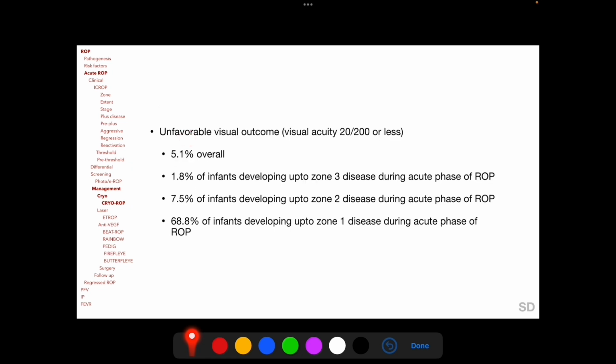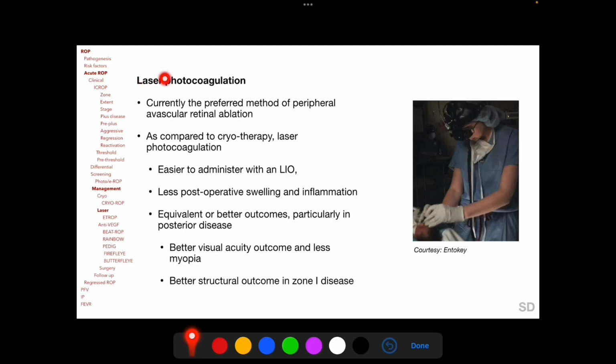Unfavorable visual outcome, defined as visual acuity of 20/200 or less, occurred in 68.8% of infants in the natural history cohort who developed zone 1 disease during acute phase of ROP, but was much less common in infants having zone 2 or zone 3 disease during acute phase of ROP. Laser photocoagulation is currently the preferred method of ablating the peripheral avascular retina. As compared to cryotherapy, laser photocoagulation is easier to administer with a laser indirect ophthalmoscope, causes less post-operative swelling and inflammation, and produces equivalent or better outcomes, particularly in patients with posterior ROP.